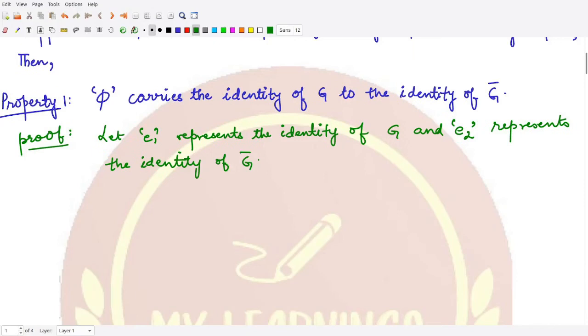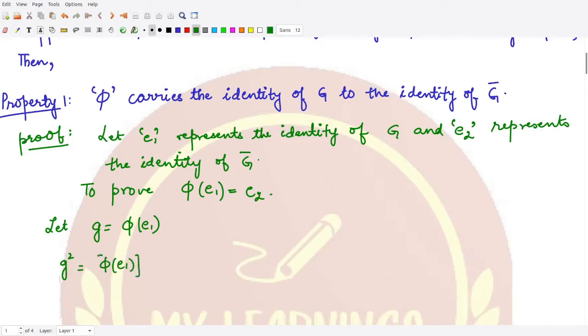Then what we have to prove? We need to prove that this mapping phi maps the identity of the group G to the identity of G bar, right? So this is what we wanted to prove here. For that, we assume that G is some element which is equal to phi of E1. So we would like to prove that G is equal to E2, right? For that, we take the square of G. So it would be phi of E1 squared, which we may write as phi of E1 into phi of E1, right?